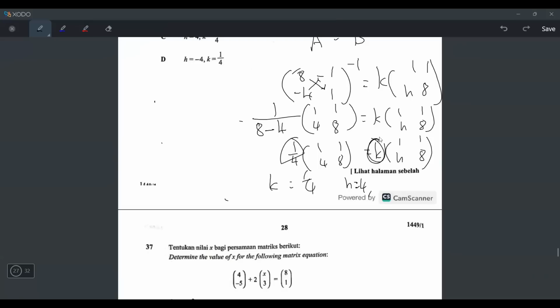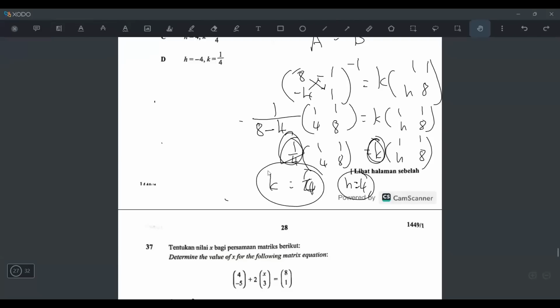So because K is like that, you have to take the whole thing. You cannot just say K equals 4. If this is 1 over K, then yes, K equals 4. But it's K. So it means K is the whole thing, the 1 over 4. So K is 1 over 4, H equals 4.